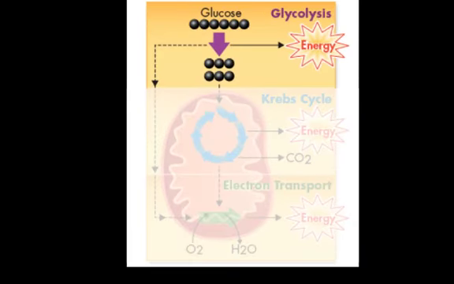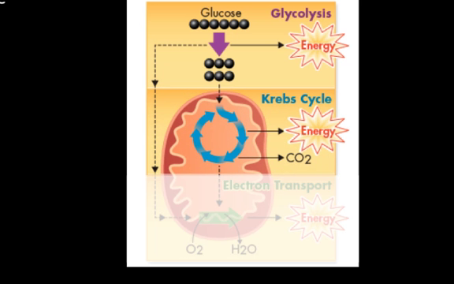Now let's get to the process. The first step, glycolysis, is taking place in the cytosol of the cell, breaking down glucose to produce some ATP and 2 pyruvate molecules. Next, to be described in greater detail, is the citric acid or Krebs cycle. This is taking place in the mitochondrial matrix.